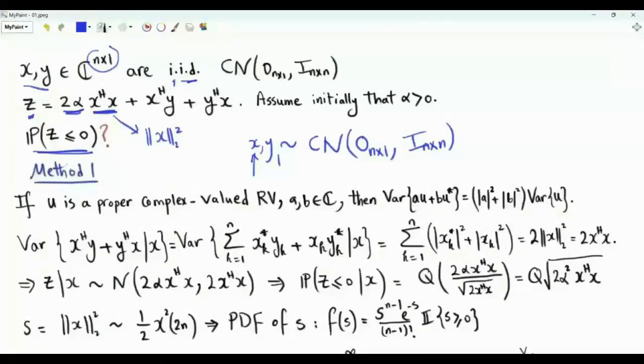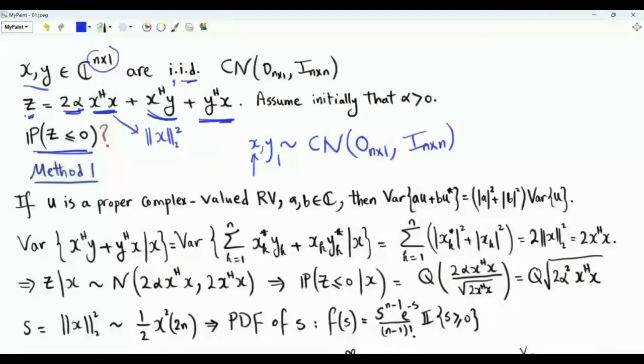We compute the probability of this event employing two methods. The first one is to look at the random variable Z. If we condition on the random vector X, so X is treated as a constant vector. In this case, Z is an affine transformation of the Gaussian vector Y. This means that given X, Z is Gaussian. In fact, it is real valued Gaussian because alpha is a real number, X Hermitian X is real valued. This quantity is complex valued, but it is added to its complex conjugate.